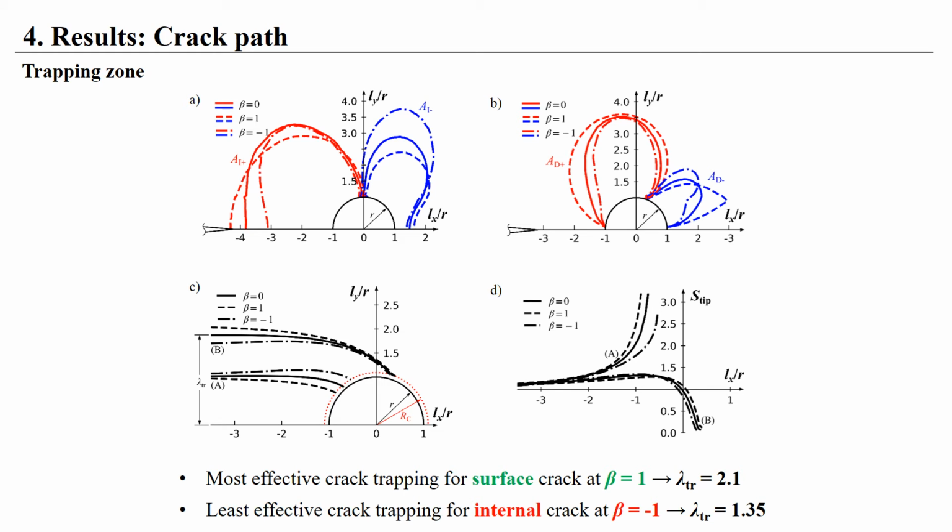Figure C shows the crack paths in the vicinity of a hole, and figure D the normalized crack driving force along the crack paths in C. The paths at A start at a vertical distance of Ly to R is 1, and as they approach closer to the boundary, the crack driving force increases strongly compared to the homogeneous case.